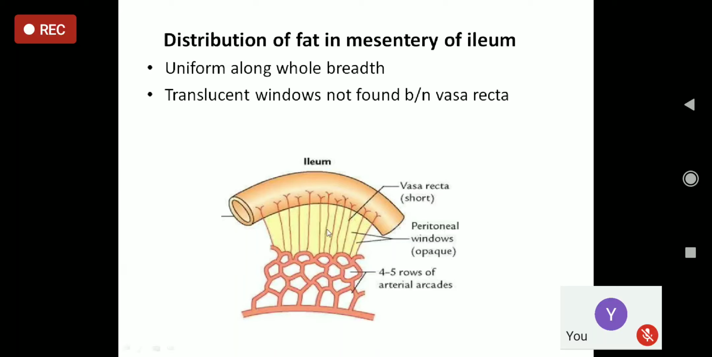So in case of jejunum, you find the translucent windows, but in case of ileum, you will not find the translucent windows. Okay, so this is the difference. See, the arterial arch is 4 to 5. Between the vasa recta, the windows are opaque.